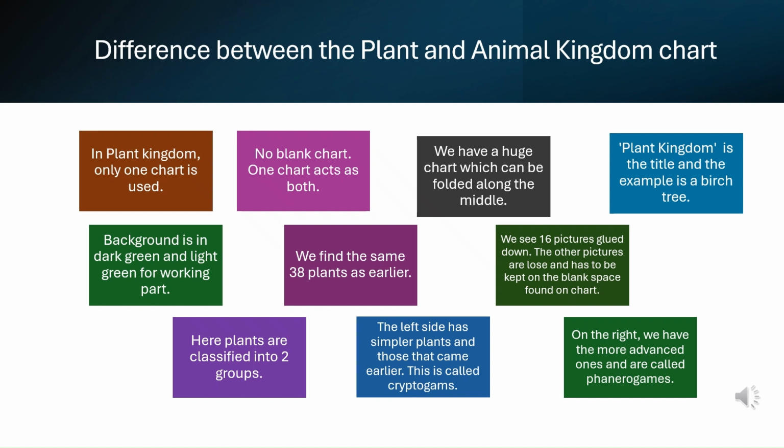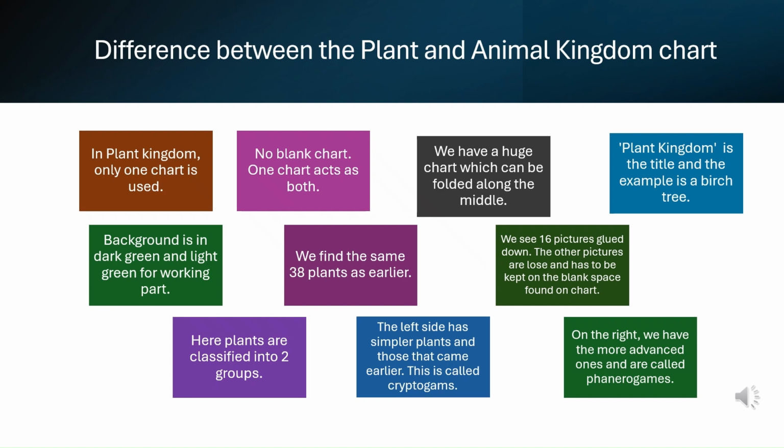Let us look at the difference between the plant and animal kingdom charts. In plant kingdom, only one chart is used, no blank chart. So one chart acts as both. We have a huge chart which can be folded along the middle. Plant kingdom is the title and the example is a birch tree. Background is in dark green and light green for working part.